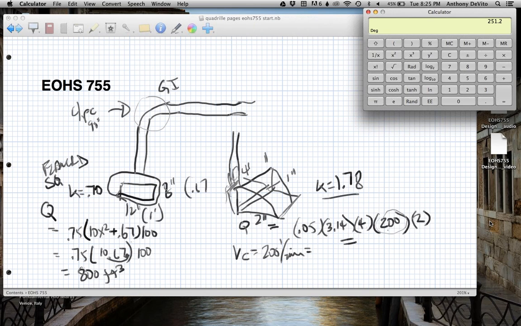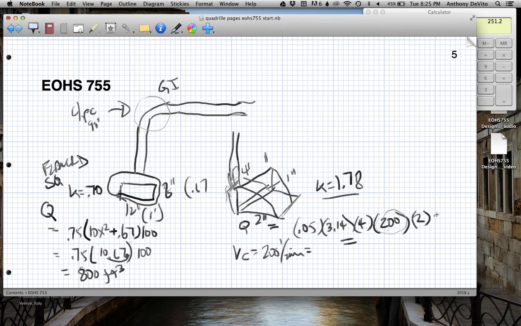And I get 251 cubic feet per minute. Does that look right to you guys? Yeah. 800, 1600 times pi is about 5,000 times 0.05 is about 250. So Q is 250 cubic feet per minute. Okay, so we got Q for this duct, Q for this duct.